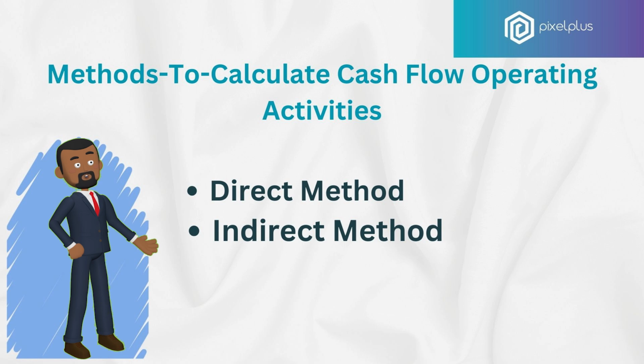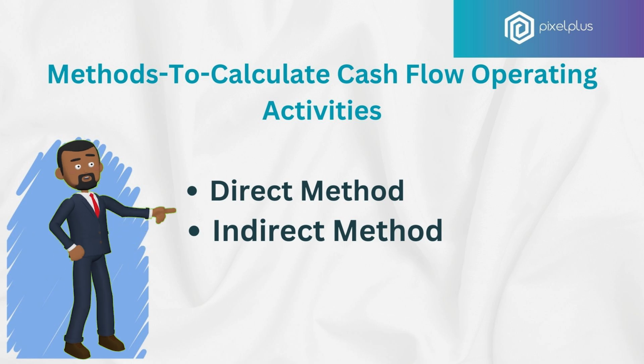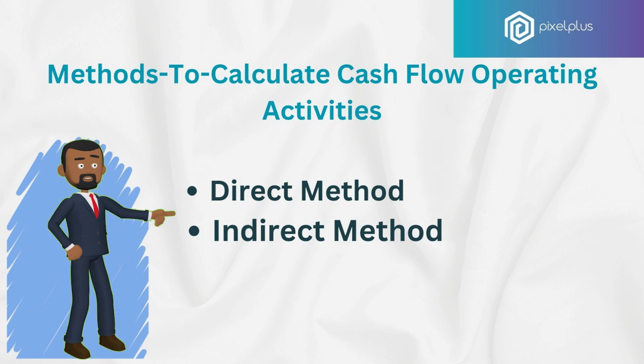Cash payments to employees. Wages, salaries, and other employee-related expenses are included here. Cash payments for operating expenses. This includes cash paid for rent, utilities, and other operational costs. Cash payments for interest and taxes. This includes cash outflows for interest payments on debt and tax obligations.